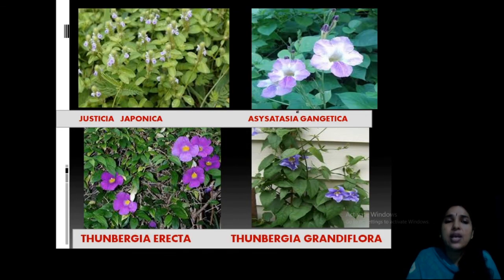Okay. And this is Justicia japonica, another common plant. This is Asystasia gangetica, another common plant. This is Thunbergia erecta, usually grown as an ornamental in houses. And this is Thunbergia grandiflora, which is there in our campus. Okay. So these are some very common plants coming under the family Acanthaceae. Familiarize each of the plants. Study well, prepare your herbarium also.